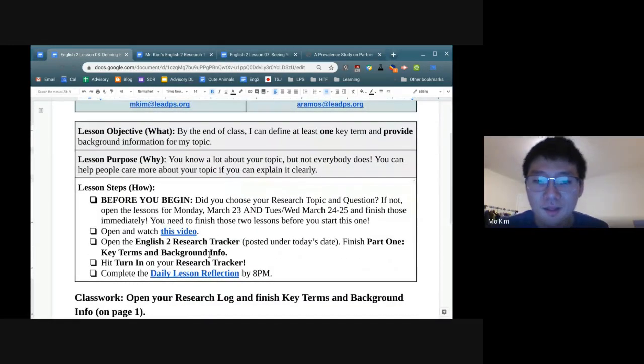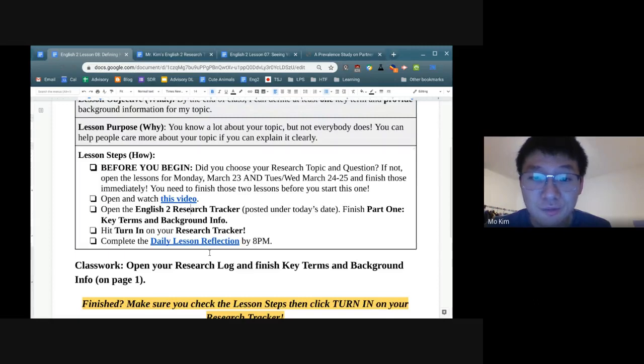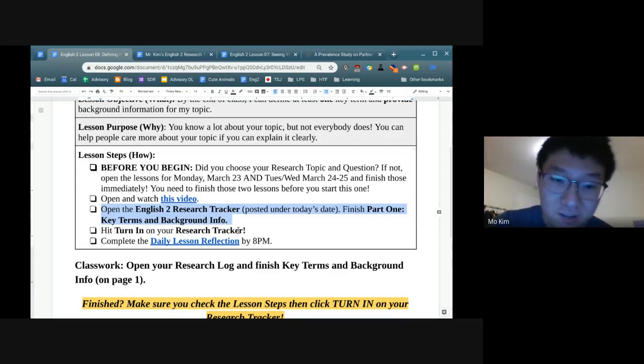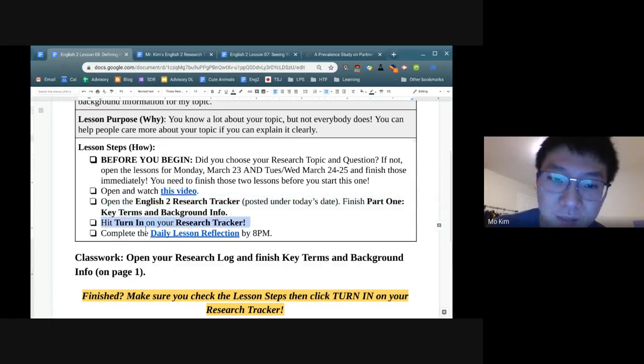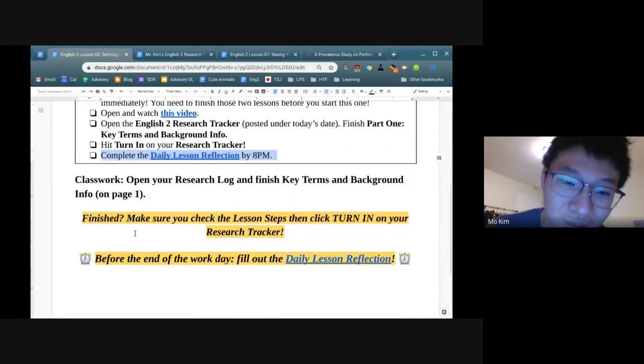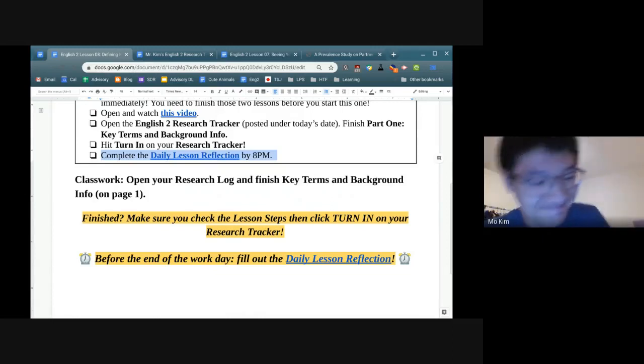And one thing I want to remind you of before I let you open your tracker and begin your work is that from now on, you're going to hit turn in on your tracker and not on the actual lesson plan. This is because we're going to be working on the same document for the whole month. So you want to hit turn in on that whenever you finish part of it. And that way we can also give you feedback on your work. All right, so go ahead, open your tracker, finish part 1, hit turn in, and complete your reflection by 8 p.m.